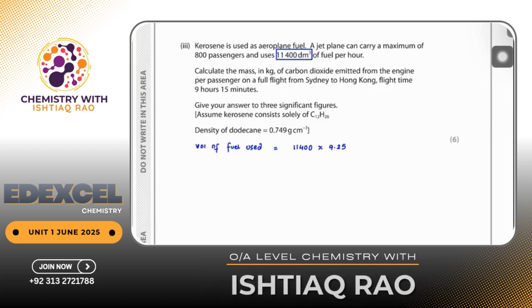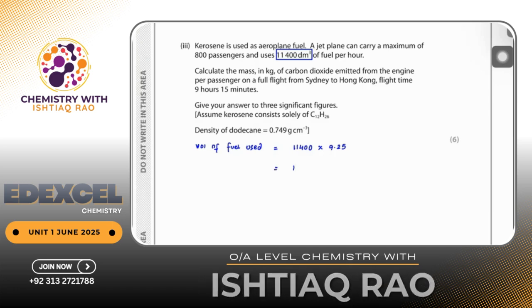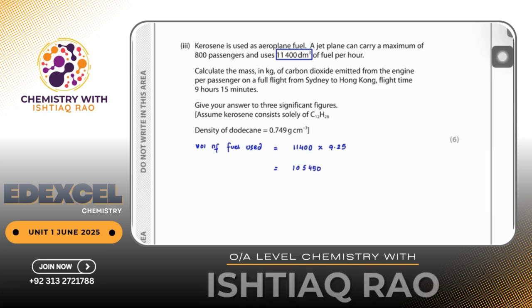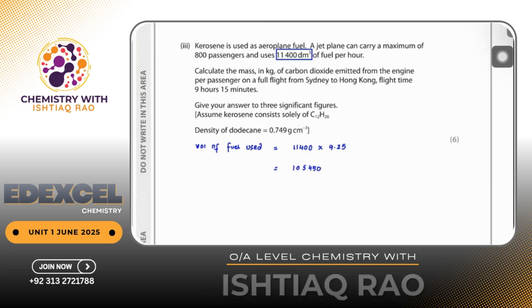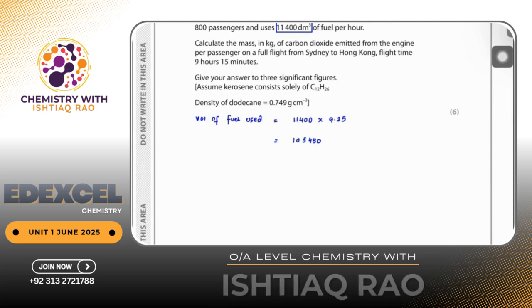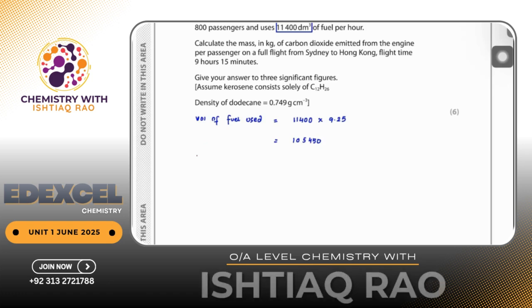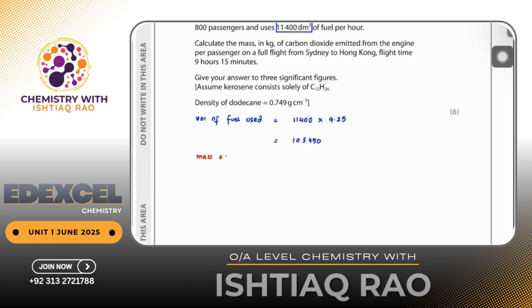So I would be getting 105,450. Right? This is the total volume of the fuel used in the whole journey, because they have given you this much volume of fuel per hour. So I have found the total volume of the fuel that would be consumed in a total journey. Then what I'm going to do is find out the mass of fuel.